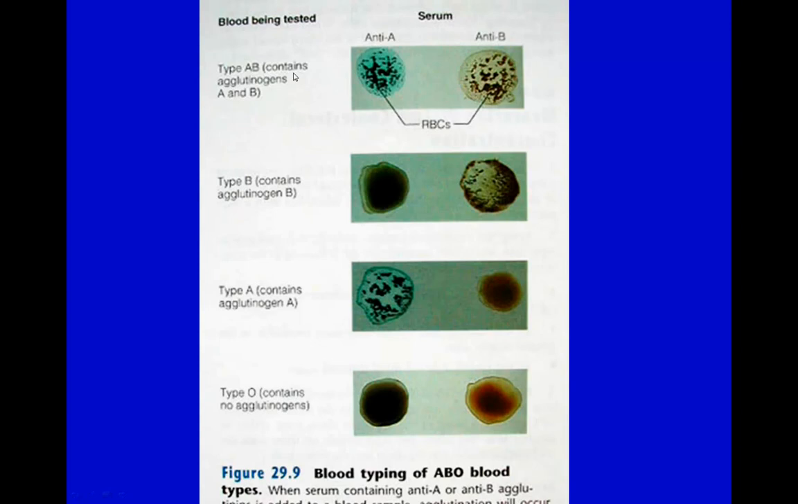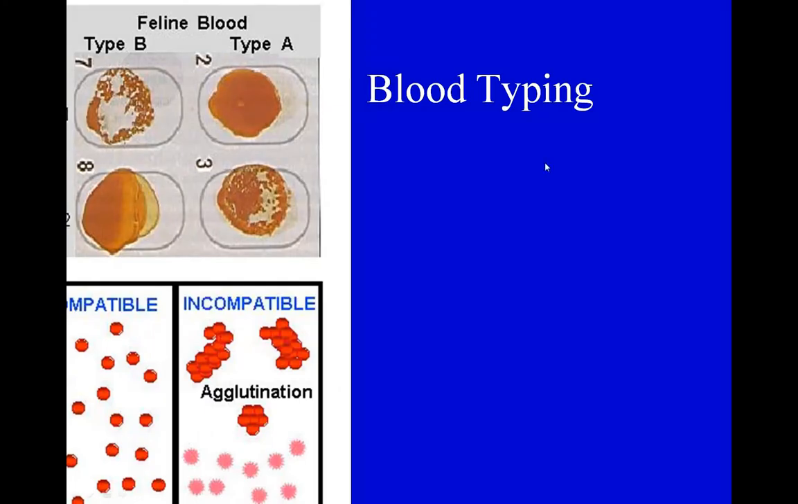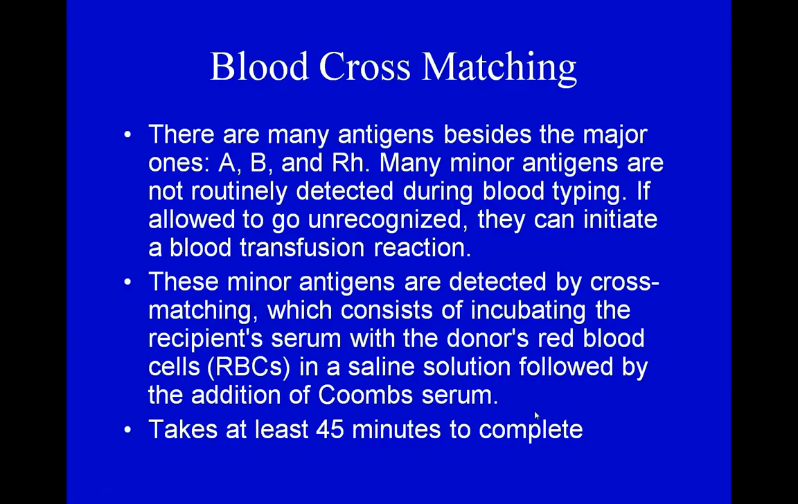So AB blood contains glutens for A and B. It's going to be anti-A and anti-B antibodies. Type O contains no anti-gluten. So remember, O is the universal donor. AB is the universal recipient of blood. When we do blood typing, we're looking for compatible, means that there would be no clumping. And when clumping occurs, if we're doing typing, we can tell that there was some antibodies for that. So there would be clumping that occurs.